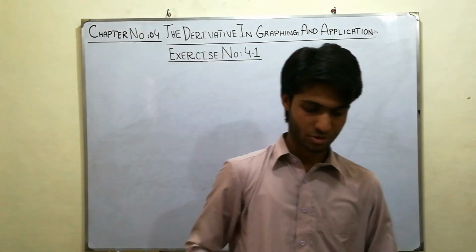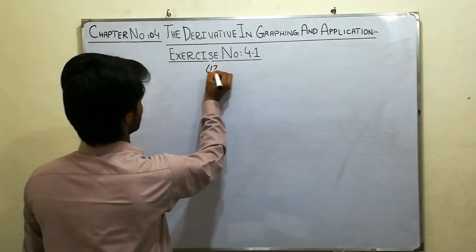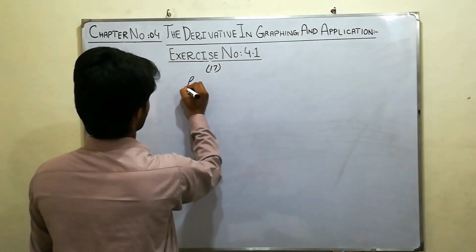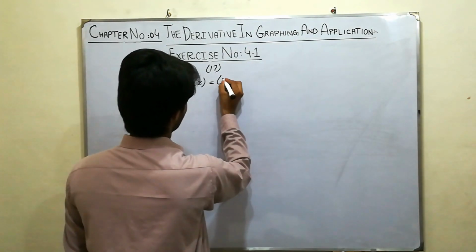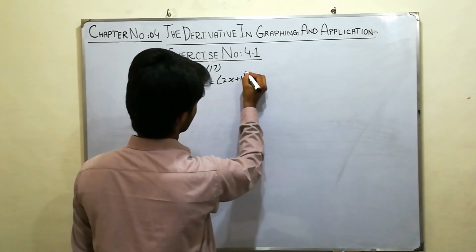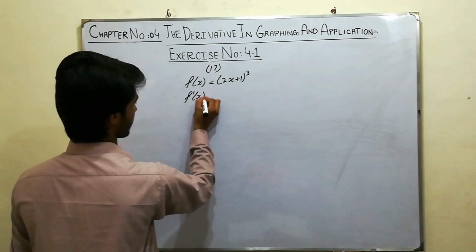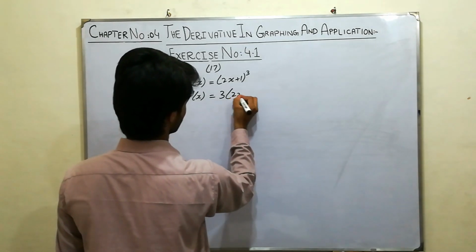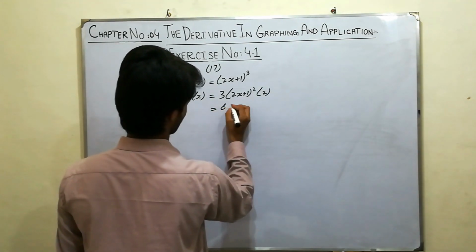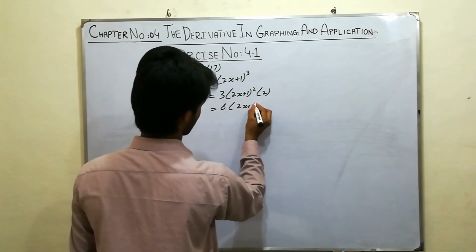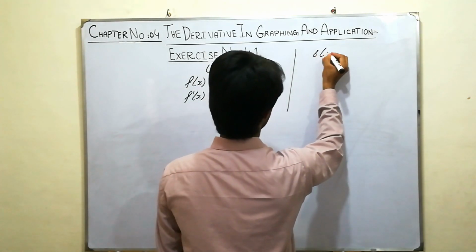So next, we try question number 17. f of x is equal to (2x plus 1) cubed. So the first step is to take the single derivative. So we have, for the points of x, put f derivative x is equal to 0. So we have 6.